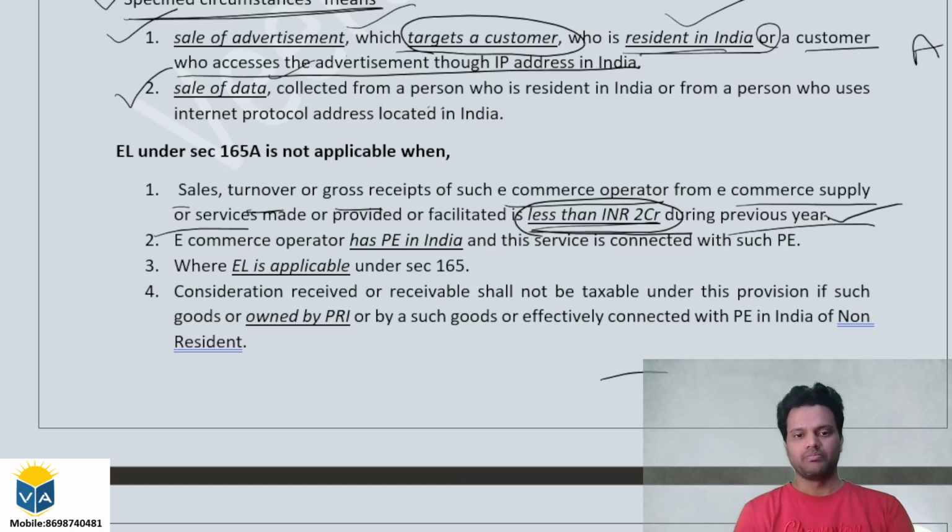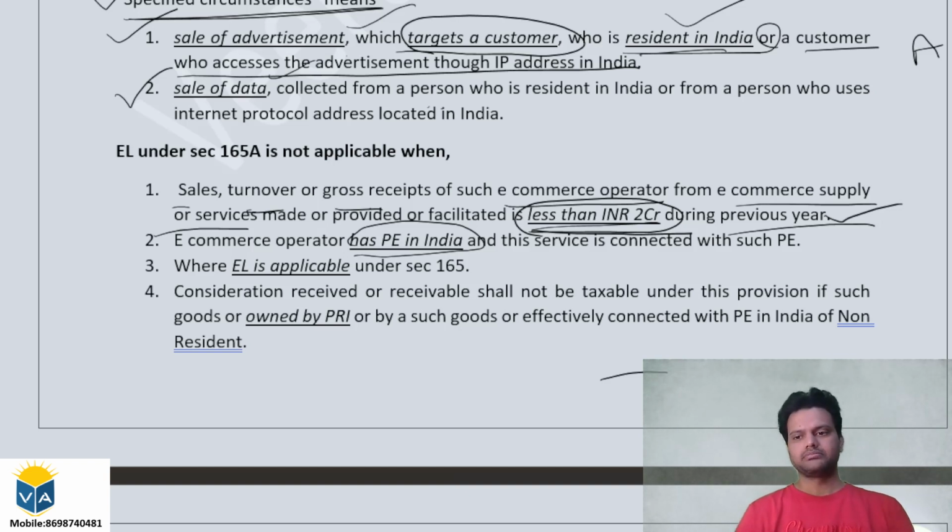And point number two is something we have already covered. If any e-commerce operator has a PE in India, and this service is also connected with such PE in India, then this provision, section 165A, is not applicable. Not only section 165A, even section 165 equalization levy, which is related to the advertisement services, is also not applicable, if there is a PE and the service is also connected with the PE in India.